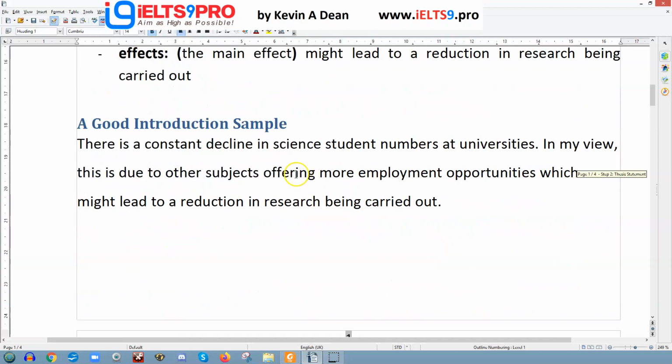So there's a constant decline in science student numbers at universities. In my view, this is due to other subjects offering more employment opportunities. So I've answered question 1, which, question 2, might lead to a reduction in the research being carried out. So you can do it in one sentence, as I have done there. You can do it in two, the effect is blah, blah, blah. But that works fine. So 2 sentences there.